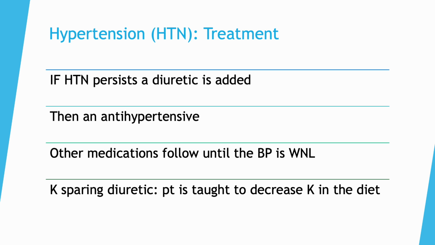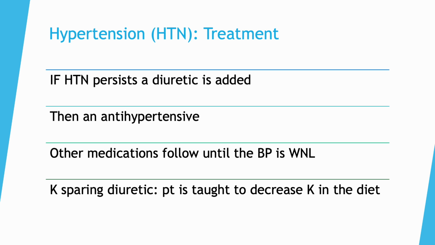Oftentimes, people are put on ACE inhibitors early to prevent renal disease because they lower the blood pressure, but they also decrease the amount of protein loss in the urine. Okay, and when the protein gets filtered out, it can damage the kidneys. Let me just say it easily like that. Okay, and then other medications will follow. They may need to use a combination of medications.